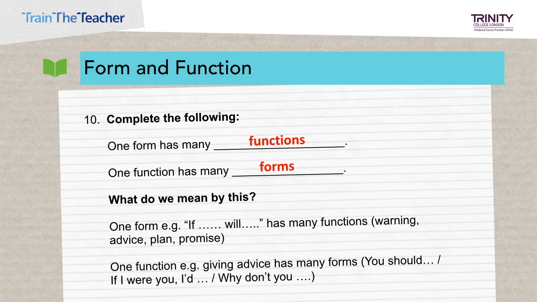So let's take the first conditional form. If something happens, something will happen. "If you do that again, I'll be angry" is a warning. "If you take that shortcut, you'll get there on time" is advice. "If you go shopping tomorrow, I'll go with you" is a plan. And "if you pass the test, I'll buy you some biscuits" is a promise.